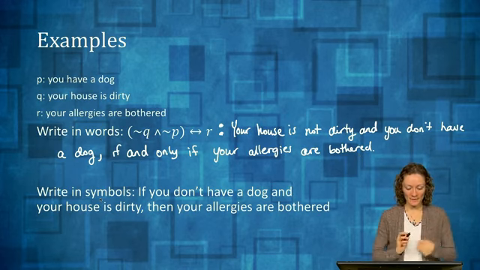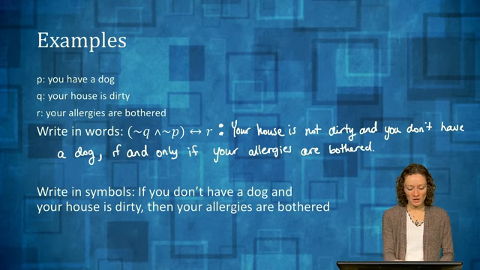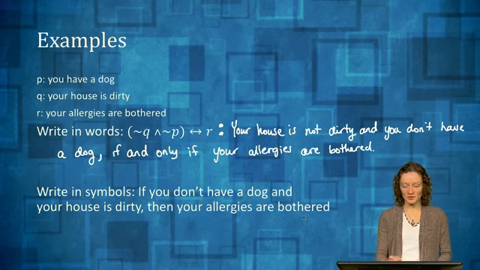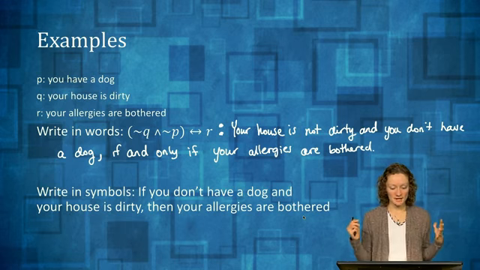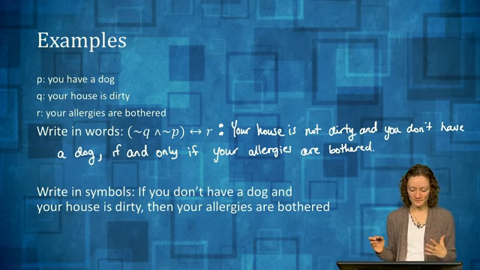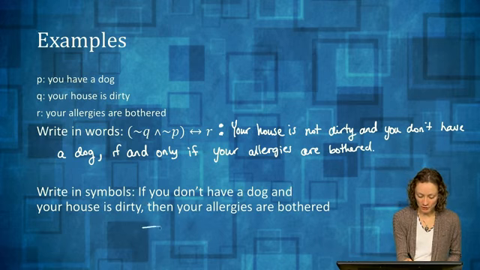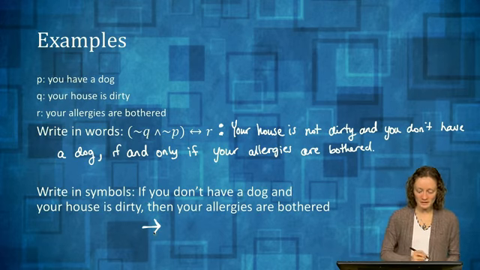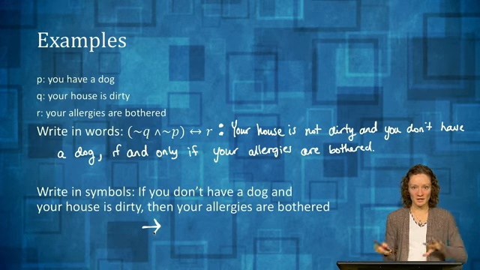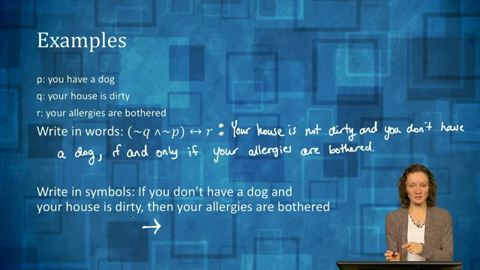Then let's go the other way, write in symbols. If you don't have a dog and your house is dirty, then your allergies are bothered. So it's the big idea of this sentence. The overarching theme of the sentence is definitely the if-then. So the arrow from right to left will be the big picture. Then we identify what's before and what's after the arrow. Before the arrow, if you don't have a dog and your house is dirty.